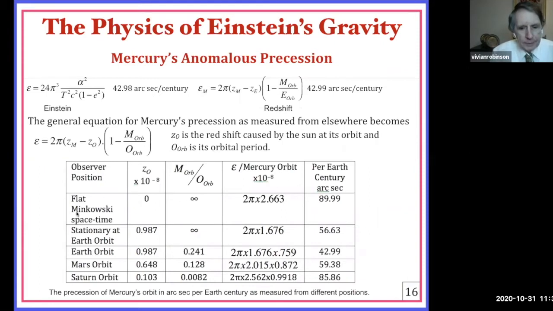This table shows that observers in different locations would get different answers for their observations. Those are the values per 100 Earth years. Features to note are that an observer from beyond the solar system would see Mercury's anomalous orbit at almost 90 arc seconds per 100 Earth years. Observers accelerated in a retrograde Earth orbit and held in place by a large solar sail would see Mercury's anomalous orbit at about 56.63 arcseconds per century.